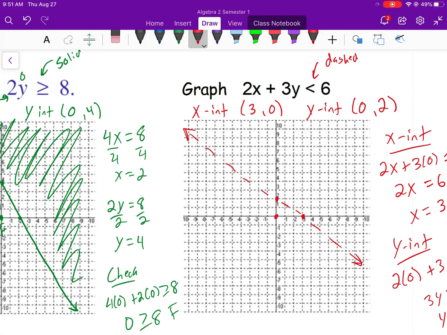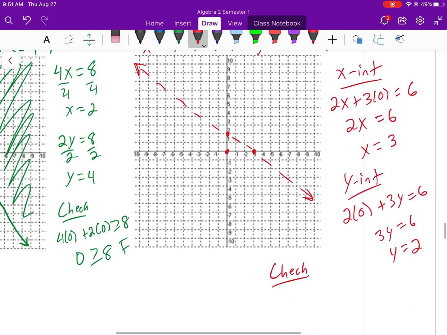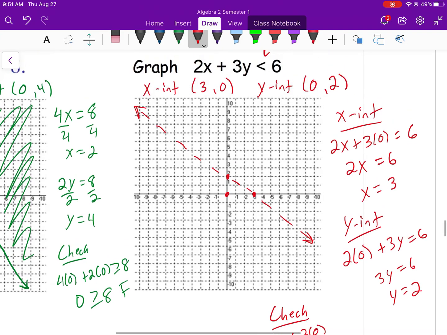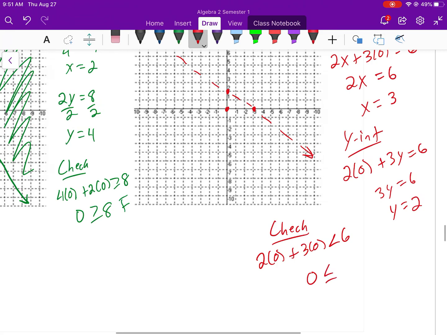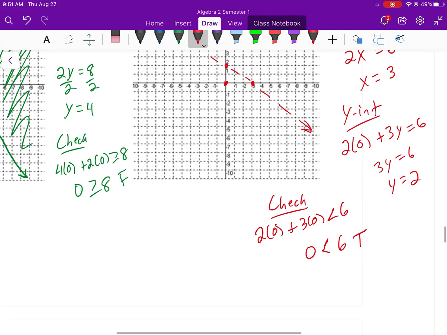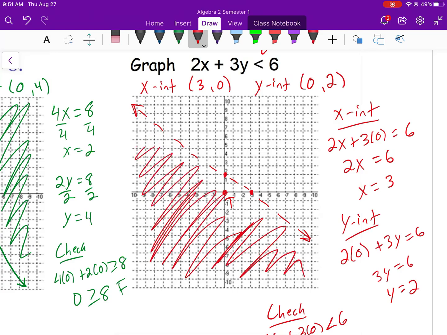And again, this is a case where we can just use (0, 0) for our check. So then we got 2 times 0 plus 3 times 0 is less than 6. So 0 is less than, not equal to, less than 6. That is a true statement. Therefore, we have a true statement here, so we're going to shade that side of the line.